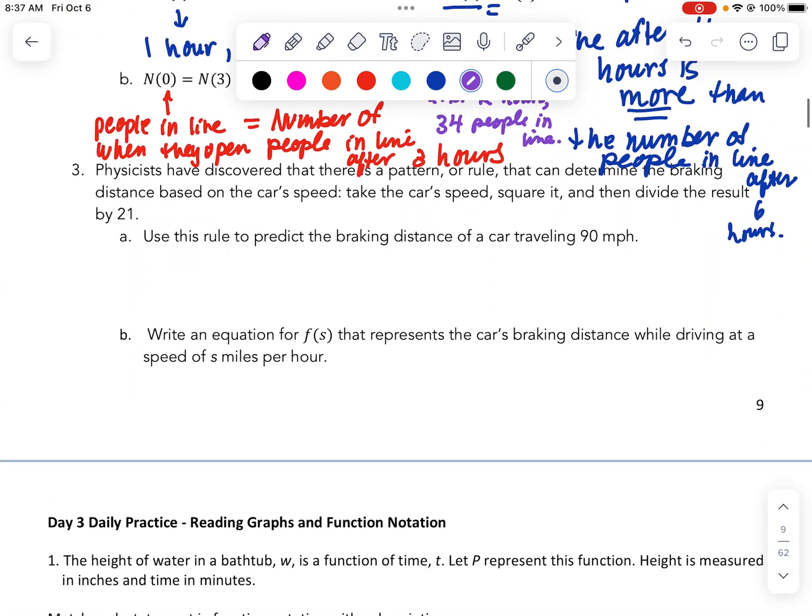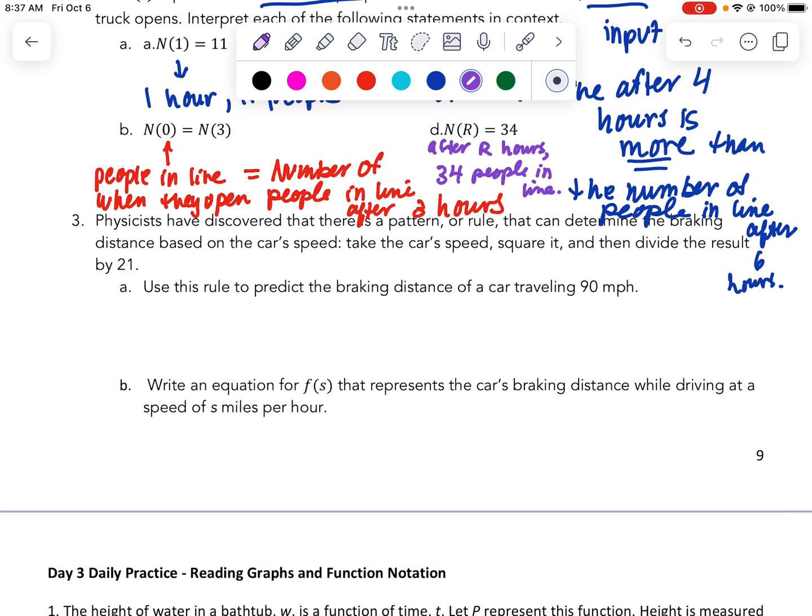Okay, last check for understanding question. Physicists have discovered that there's a pattern or rule that can determine the braking distance based on a car's speed. Take the car's speed, square it, and divide the result by 21. Okay, so we can say, let's call this speed S, braking distance. Okay, so speed of x equals the distance.